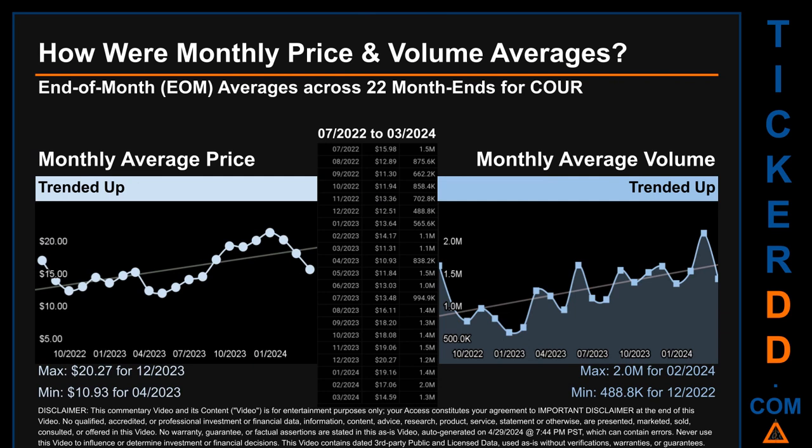The maximum end-of-month average price was $20.27 for 12/2023 while the minimum was $10.93 for 04/2023. Looking at volume, 02/2024 and 12/2022 respectively saw the highest and lowest monthly average volume, at 2,488,800.